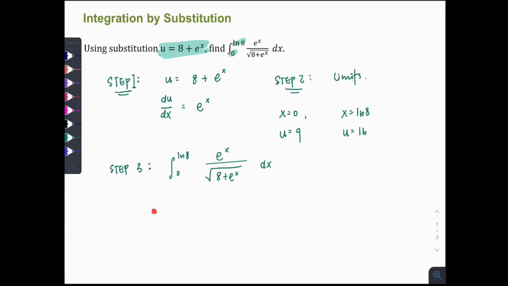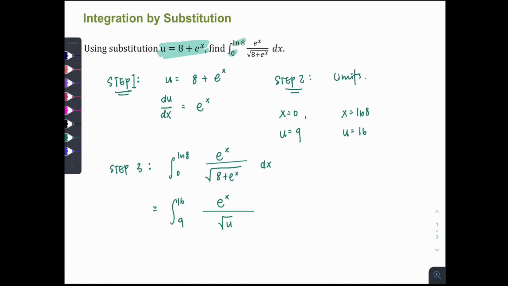Alright, so let's start. The first one, change from 0 to ln 8. So the 0 is changed to 9, so we'll just write a 9 here. And the ln 8 is changed to 16, so we'll just follow 16 here. And then the e power x, if it cannot be changed to u, you just leave it there first. And the bottom part, 8 plus e power x, is actually equal to u. So I'll just sub in the u at the bottom part here.